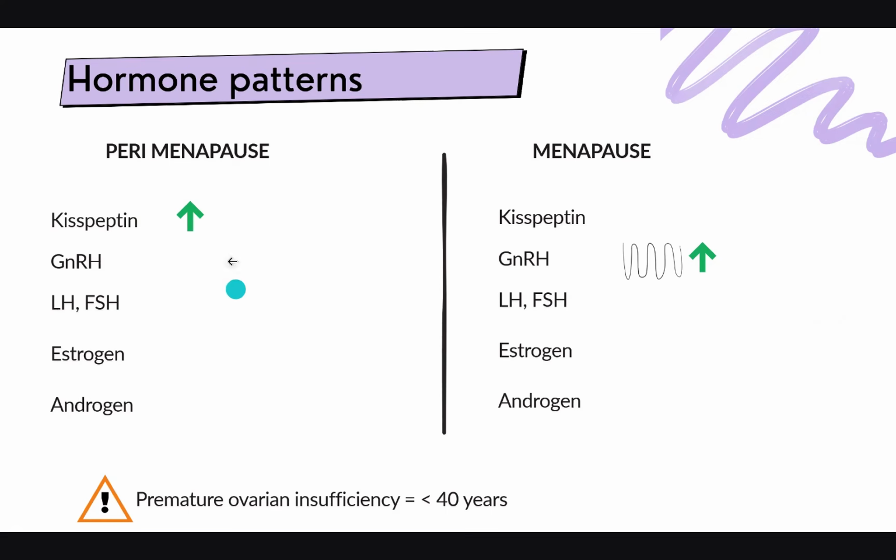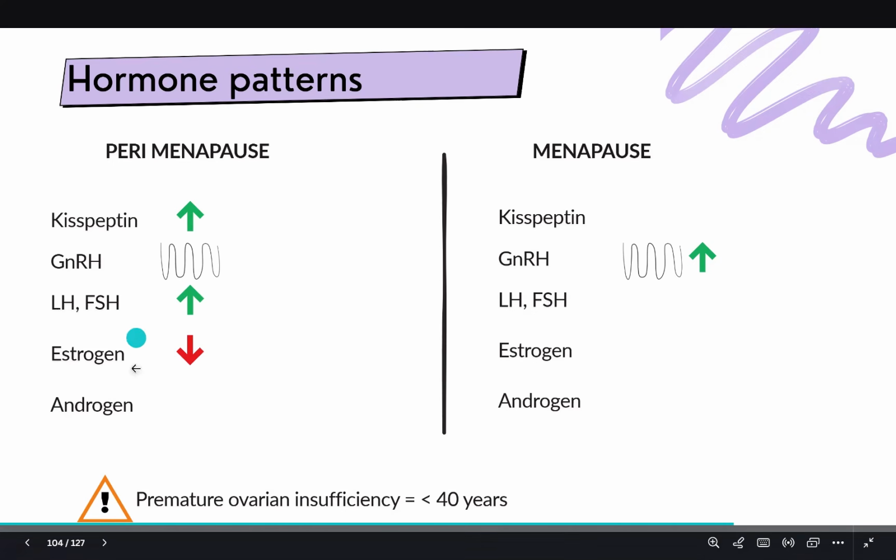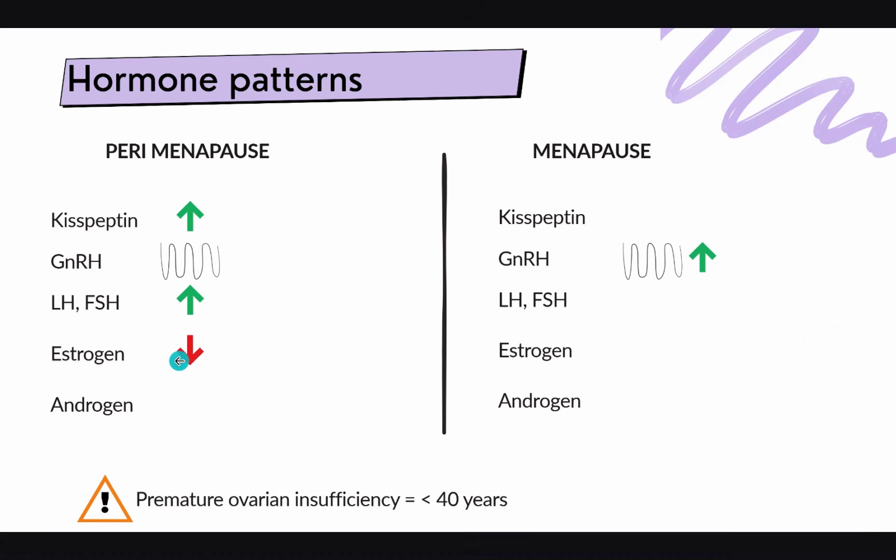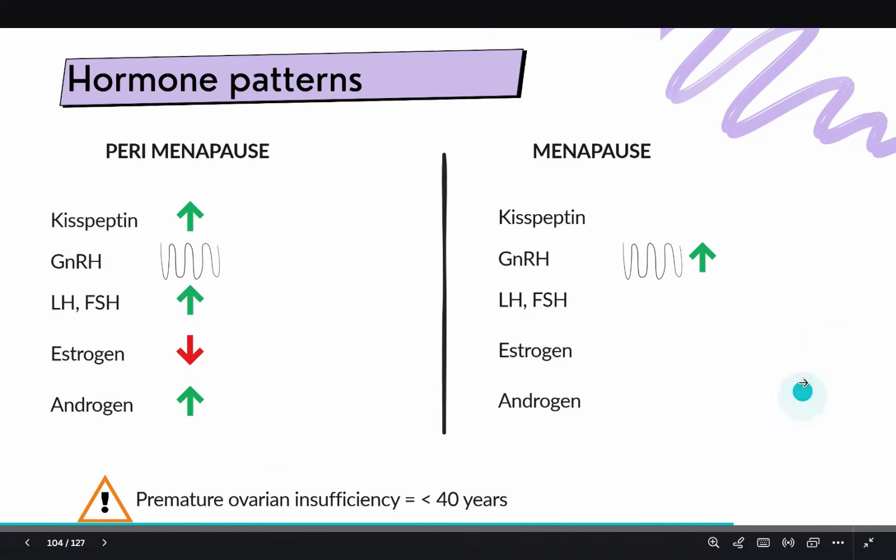Anyways, never mind, guys. The kisspeptin levels are still normal, okay? And this leads to pulsatile generation of GnRH, and there's increased LH and FSH. However, because the ovulation is happening sometimes and not at other times, the estrogen levels are dropping, all right? And this leads to some symptoms like hot flashes and so on. But again, not that severe. And then there's normal androgen levels as well.